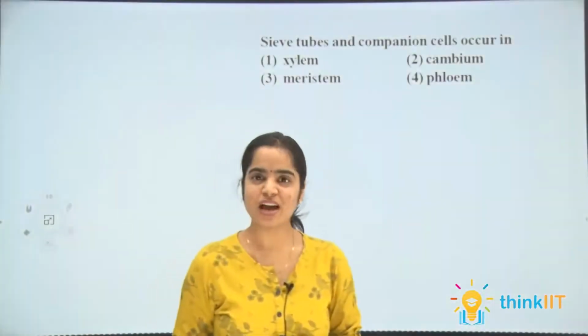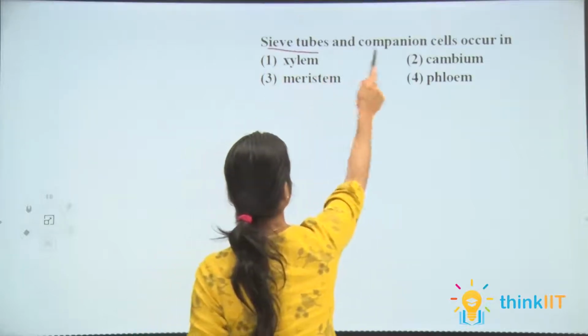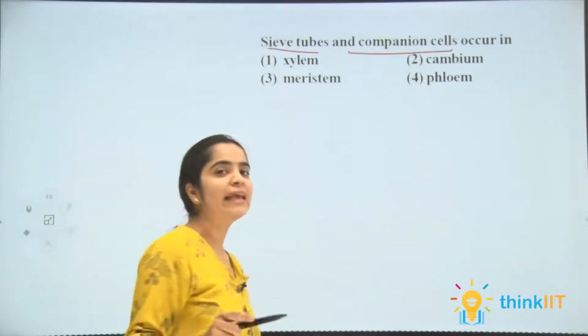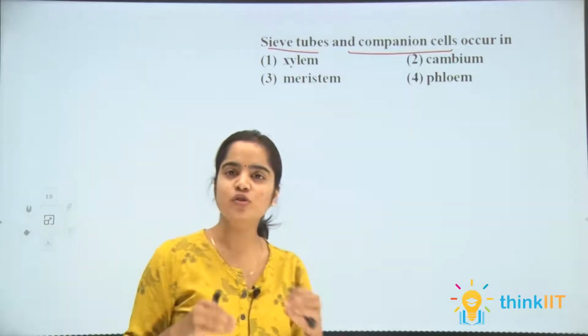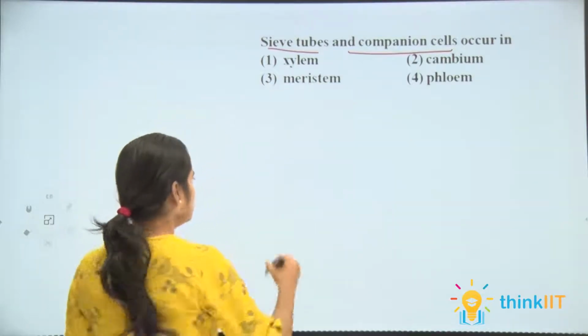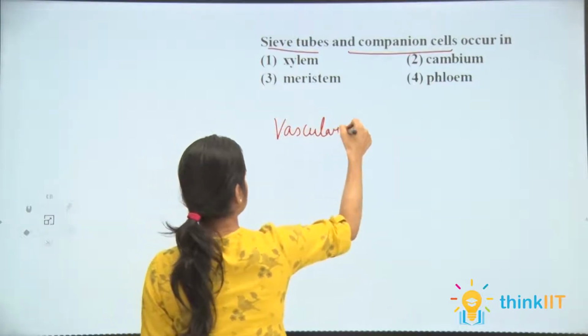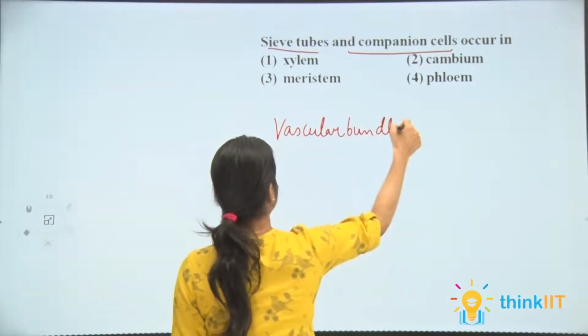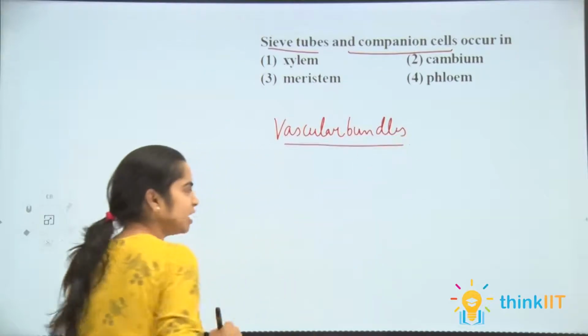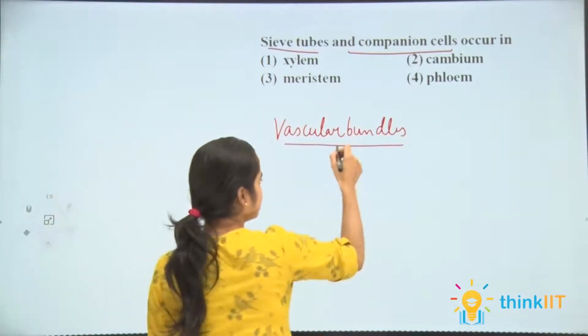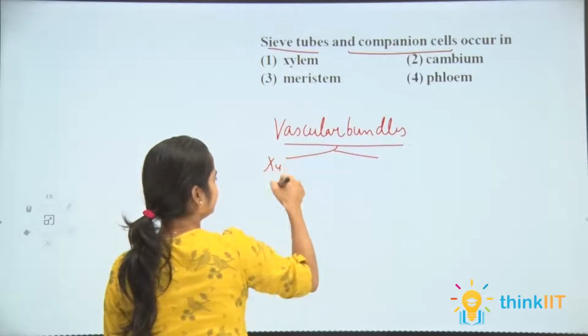Here is another question. This question is asking us: sieve tube and companion cells occur in, they form the component of which of the following types of tissue? So we know there are vascular bundles. I'm starting from there only, then we come to the conclusion, to the answer. So in vascular bundles, we have xylem and phloem.